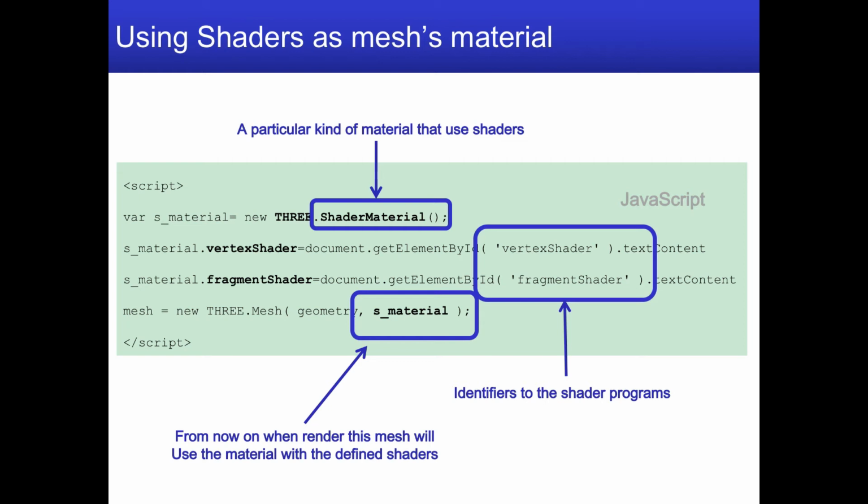Then you have to actually define the vertex shader and the fragment shader for the material, right? The way to define it is you call the function get element by ID, take the text content, and it loads, right? Then you define your vertex and fragment shader for this material, and then, just like before, you associate the material to the object, and that's it, okay?